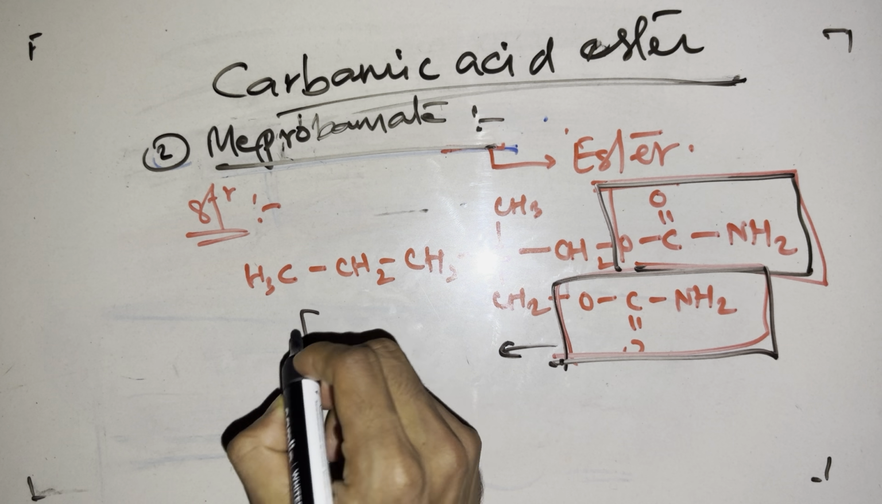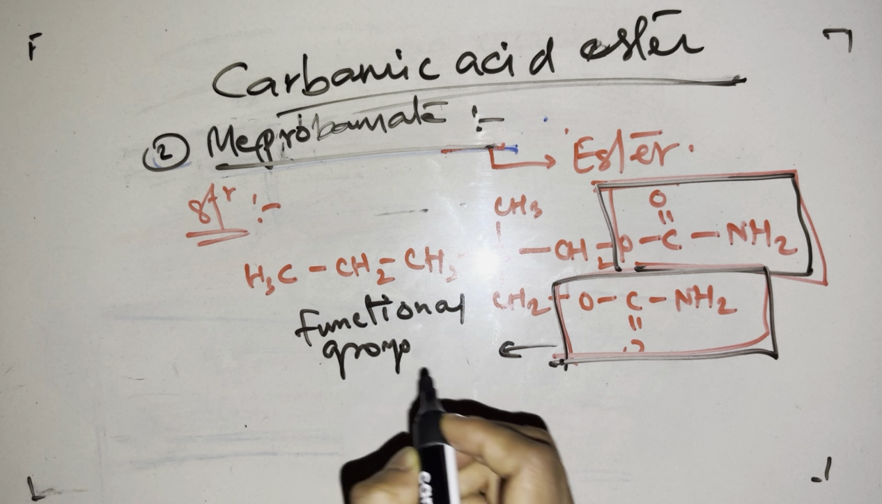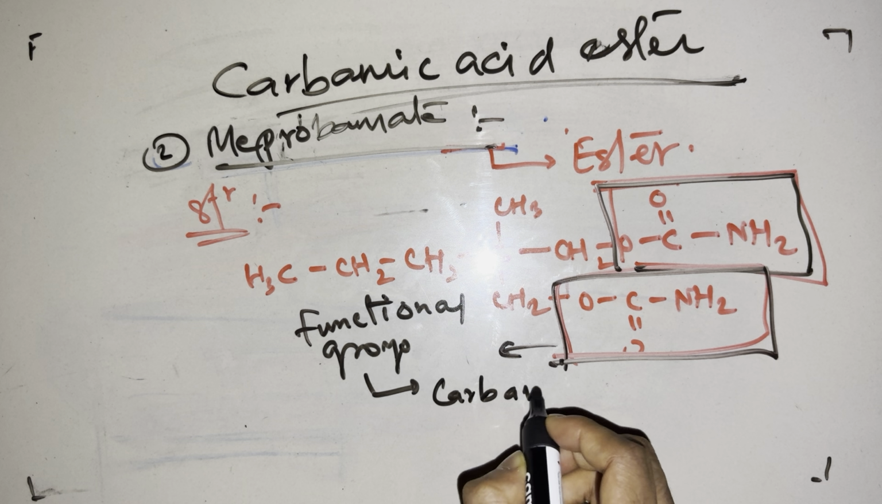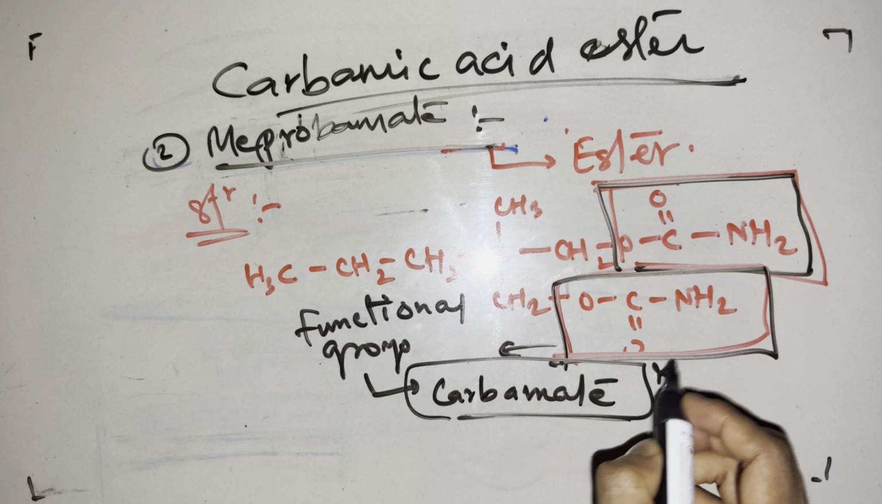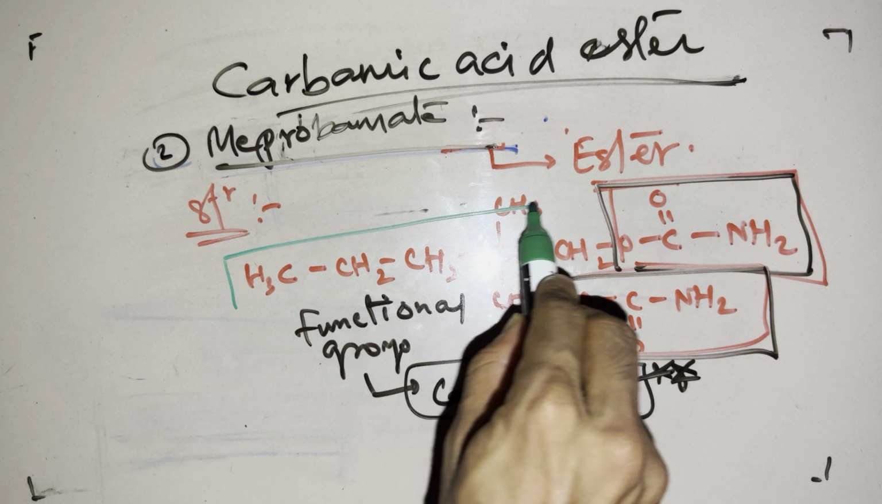Okay, so these are the functional groups. You have to write these two are functional groups. What are they called? They are called carbamate. Okay, this is very important. You have to remember that. Now let's break the structure. In this, first of all, you will see this is the parent chain.